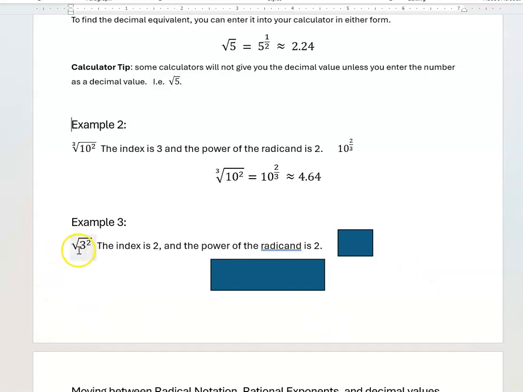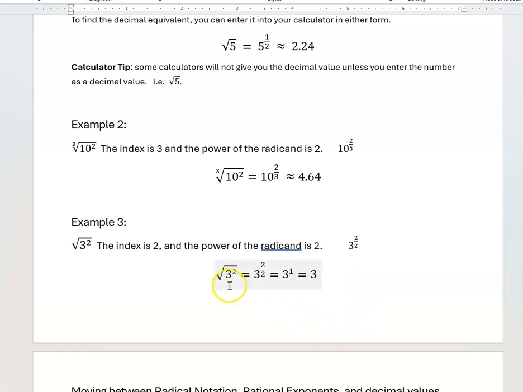Another example: when we have no index showing, we know that the index is 2. And it turns out the power of this radicand is also 2. So what happens when our index and our power match? Well, we have 2 over 2. And what does 2 over 2 equal? It equals 1. So the square root of 3 squared is 3 to the 2/2, which is just 3 to the 1st power, or 3. As you work with radicals, you'll see if the power under the radical matches the index, those two things cancel each other out. So they become 1, right?